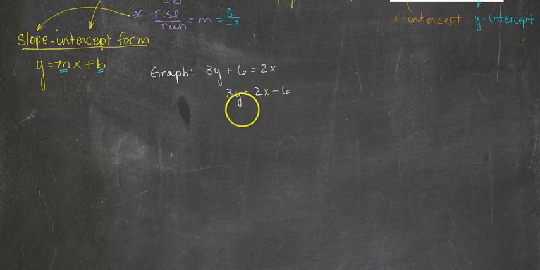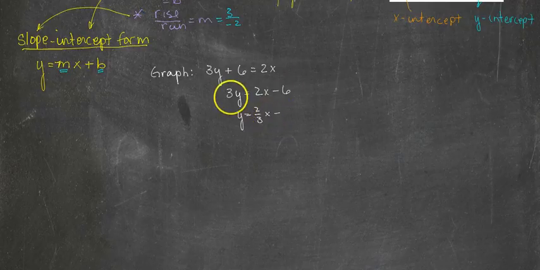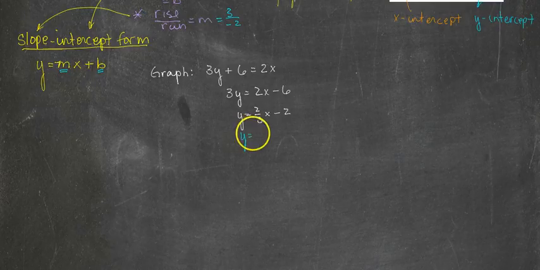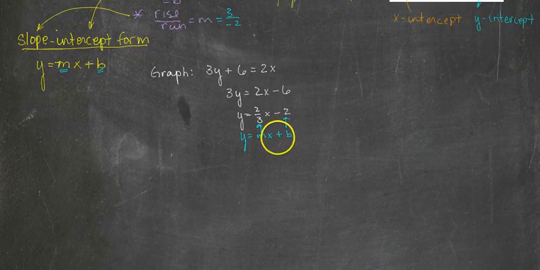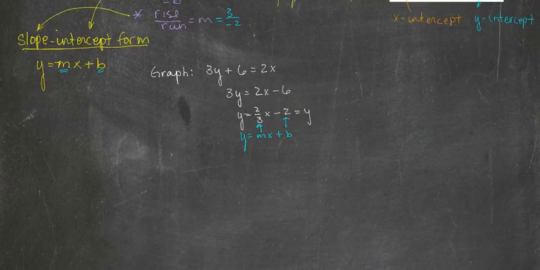Now I'm going to divide both sides by 3, so I get y equals 2/3 x minus 6 divided by 3 is 2. Do I have the form I want? I have y equals, that's my slope, x, plus that's my b. Notice that b has a positive in the formula here, but here it's a negative. All that means is this is the same thing as y equals 2/3 x plus -2. It just means that my y-intercept, or my b, is -2.